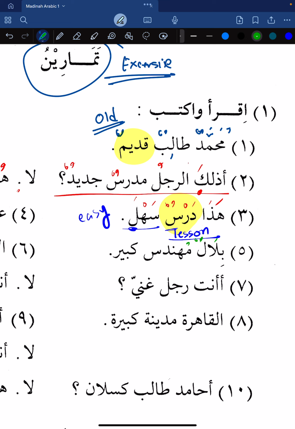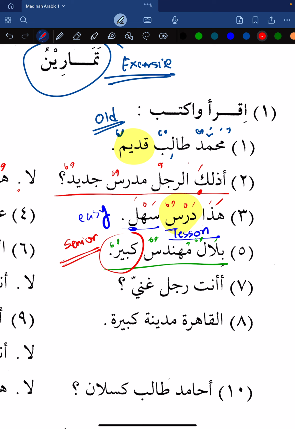Bilalun muhandisun kabirun. Bilal is a big engineer. Now, big engineer sounds weird, so instead we can say he's a senior. Senior still means someone who's higher up than you, more experienced than you, right? I sometimes find it weird when students say, but sir, kabirun means big, that's the only definition. No, words can have other meanings, and in sentences you have to think about whether the default meaning makes sense.